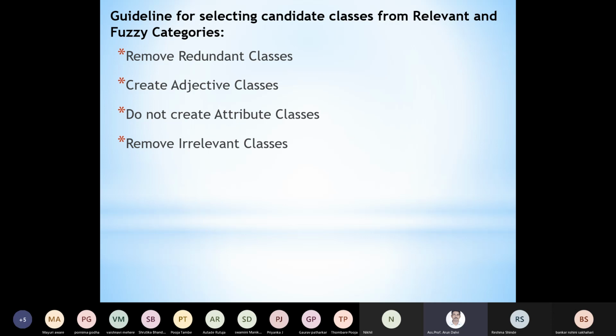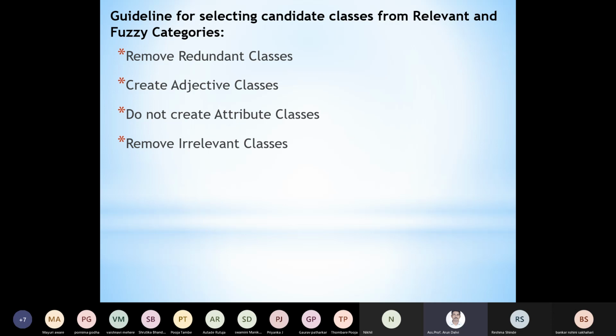Second one is create adjective classes. Creating adjective classes means if the use of an adjective shows a different behavior of the object, then we have to create a new class. For example, savings account and checking account are different terms, and the use of both classes is different, so we have to create a separate class for each term. So we create separate classes for both the terms. That is creating adjective classes.